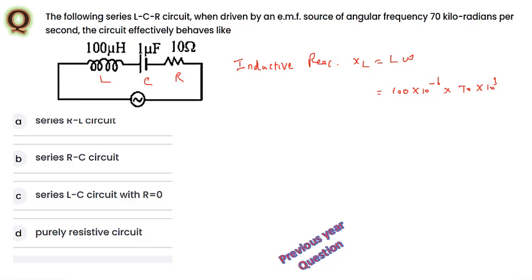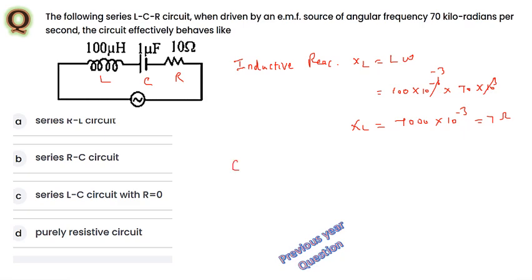From this one you can cancel it. So this is 10 power minus 3 here, and 70 into 100, that is 7000 into 10 power minus 3. So what you have here is 7 ohm. So in that case, the inductive reactance here is XL.